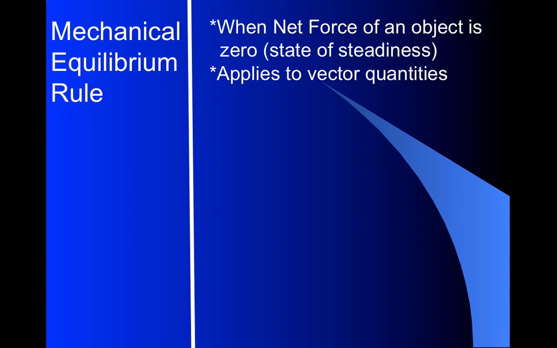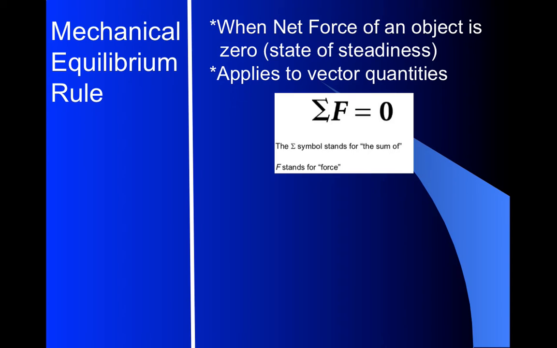Now, mechanical equilibrium, there is a rule, and when the net force of an object is 0, we call this the state of steadiness. It means that the object is steady, right? And it applies to vector quantities. So it is denoted by sigma F equals 0. The sigma symbol stands for the sum of, and F stands for force.